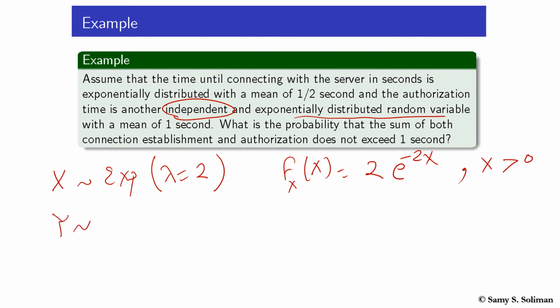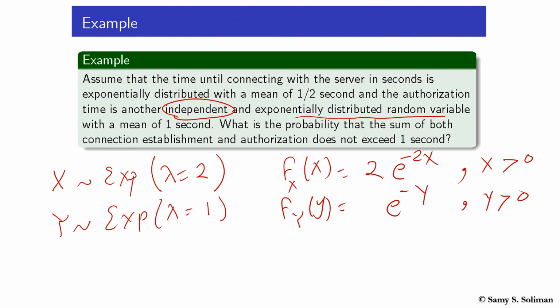So in this case y is an exponential random variable with lambda equal to the reciprocal of 1, which is 1. So again, f of y is equal to e to the power negative y, where y is larger than 0. And we are asked to find the probability that the sum of both connection establishment and authorization does not exceed 1 second. So we want to find the probability that x plus y does not exceed 1 second, which means it is less than or equal to 1.